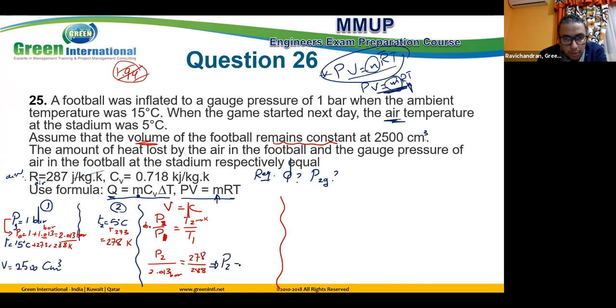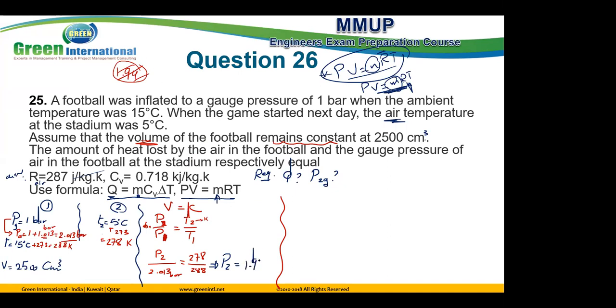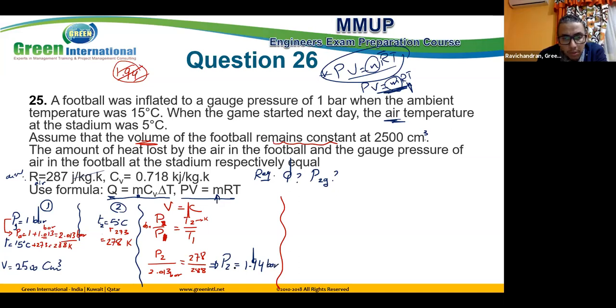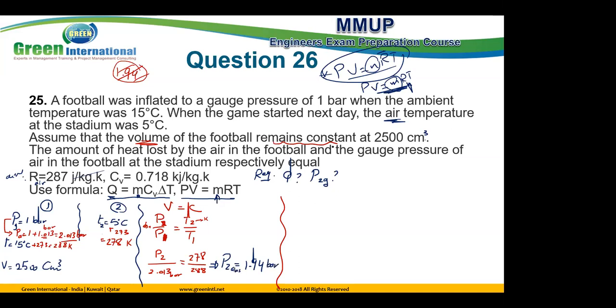B2 will be this divided by this multiplied by 2, and so on. It will get 1.944 bar, absolute. Absolute. What is required? Absolute.